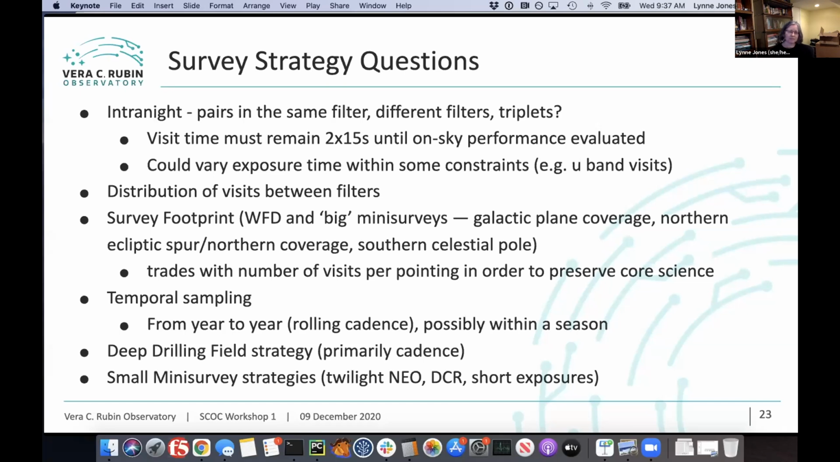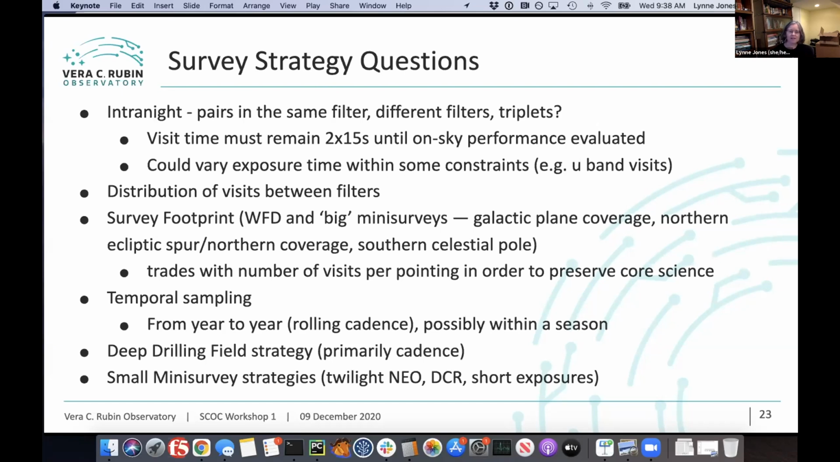Then we have the time sampling from year to year in a rolling cadence, and possibly within a season. The deep drilling field survey strategy. This is primarily cadence. And these are deep drilling fields which are aimed at extragalactic science. I think that when you have a different deep drilling field, like there were some deep drilling fields that were suggested for things like solar system science or covering the Magellanic Clouds, these are a little bit different.